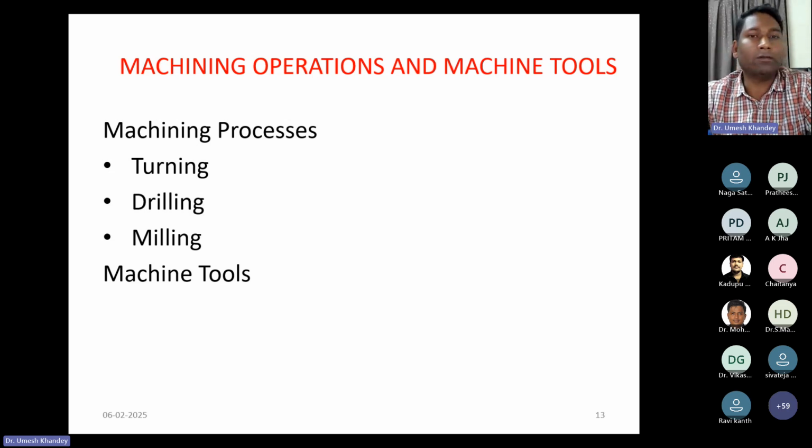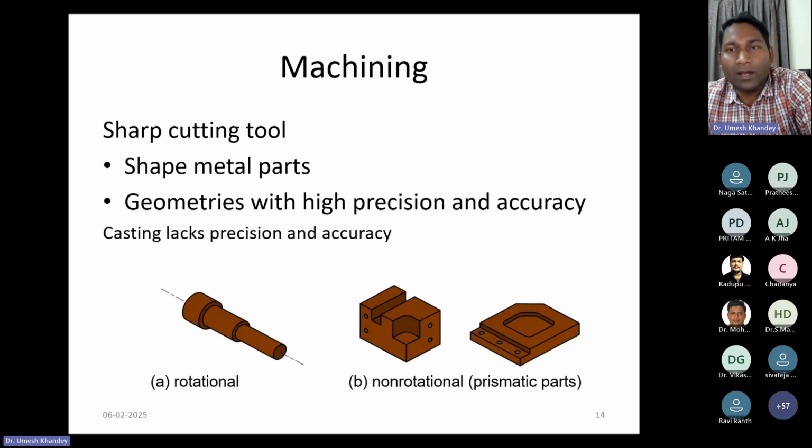Again, we'll go through it, and see what machine tools are available for doing these kinds of machining operations. In machining, as you know, you will have the sharp cutting tool. This sharp cutting tool cuts the material, and it is generally harder than your workpiece material. It imparts a force that goes beyond the tensile strength of your workpiece, leaving unwanted material in the form of chips due to these pressurized forces. Shaped metal parts with geometric features can be made with high precision and accuracy through machining using this sharp cutting tool.